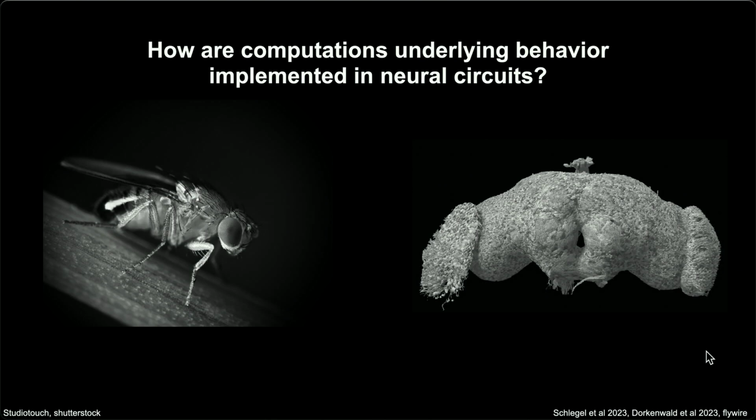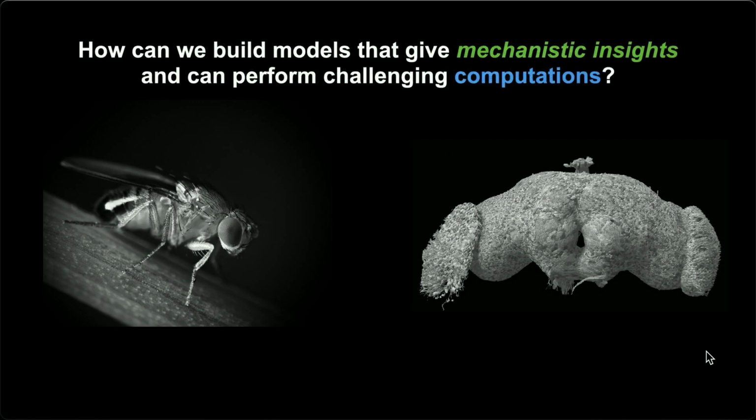In the case of the connectome, it is a static snapshot of the circuit, but behavior of the animal is highly dynamic. So it's challenging to build models that can bridge the two. And the question that we've been trying to address is how we can build models that allow us to link the underlying mechanisms with behavior.